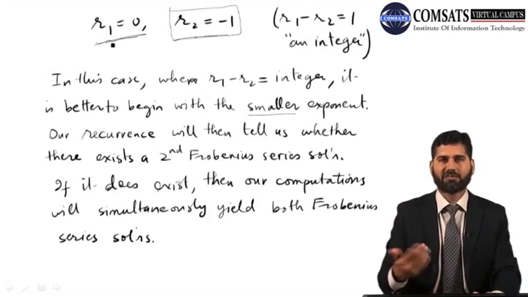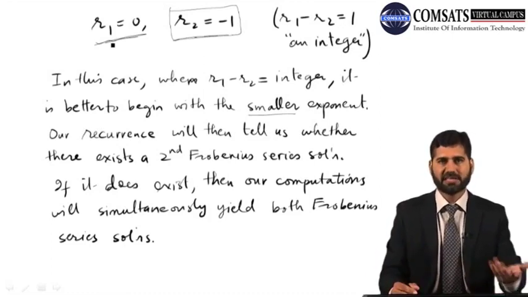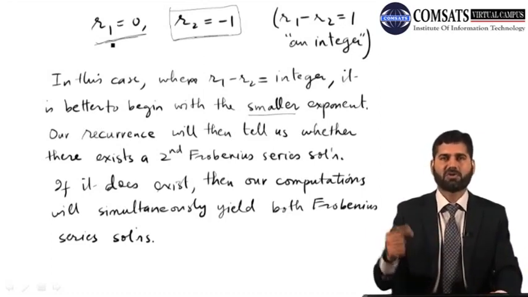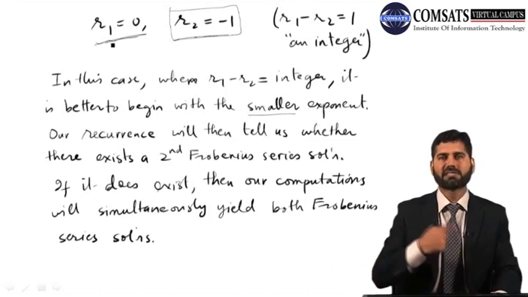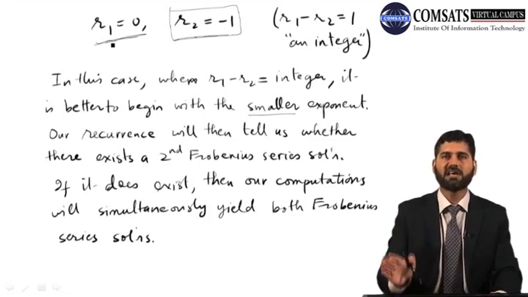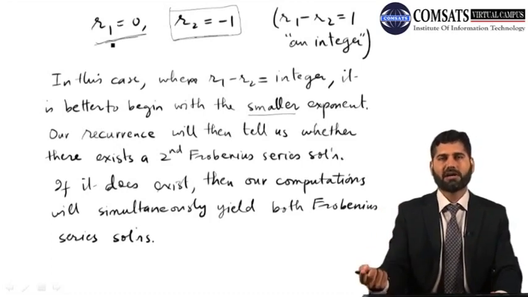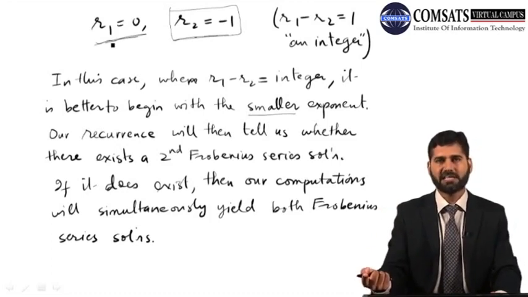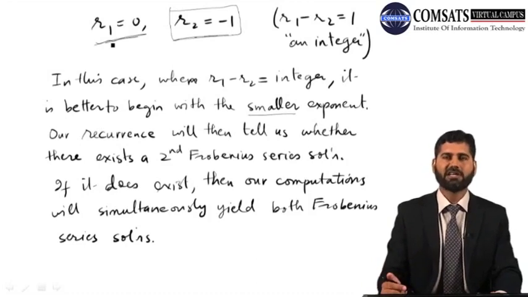So we will of course need extra knowledge, and we will study it later on, how to get the second solution when r1 minus r2 comes out to be an integer. So we will study the general case for that. This was not the general case, this was a special case where even though our roots differ by an integer, we were still able to find the two solutions of the equation.